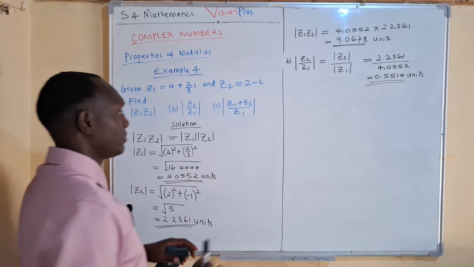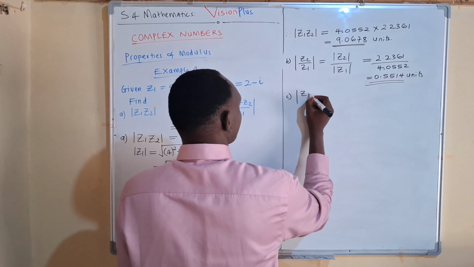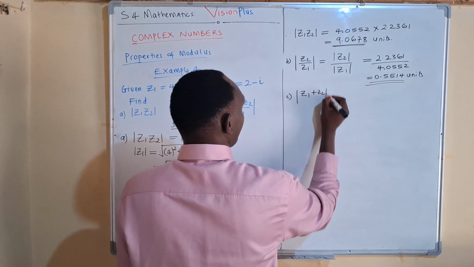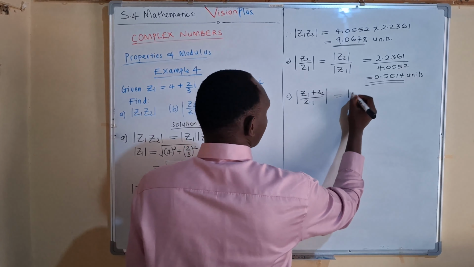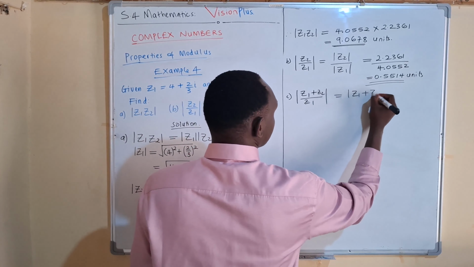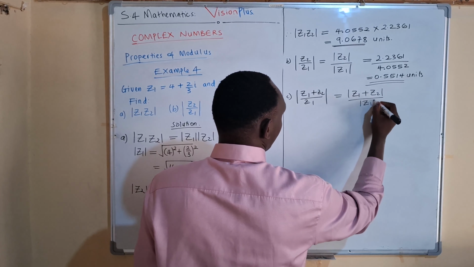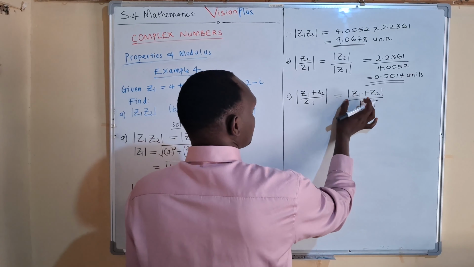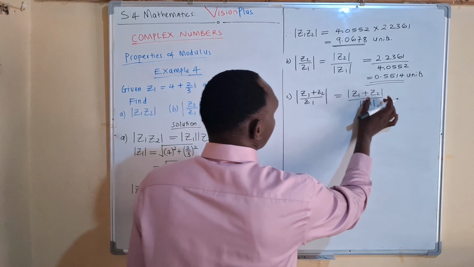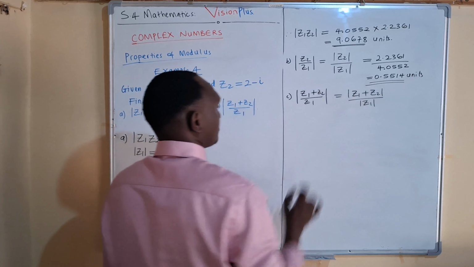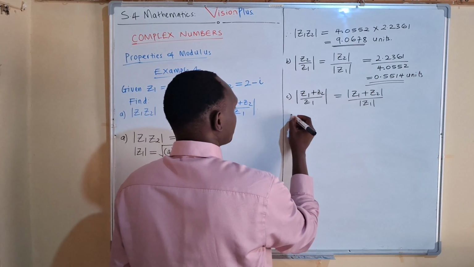And finally, part C. Part C says that we are supposed to find the magnitude of Z1 plus Z2 divided by Z1. And this is the same as the magnitude of Z1 plus Z2 divided by the magnitude of Z1. Now, the magnitude of this sum is not the same as the sum of the magnitudes of these two terms. So the first thing that we need to do is to find Z1 plus Z2.